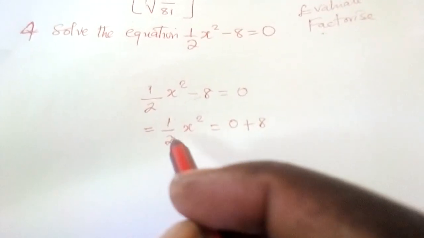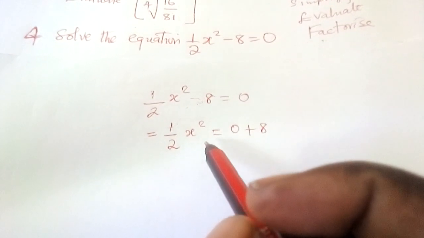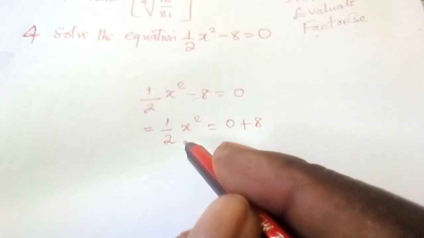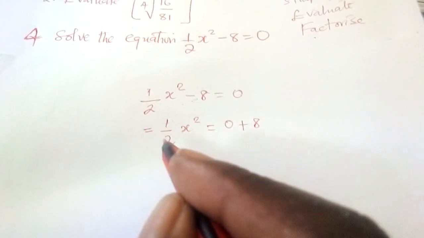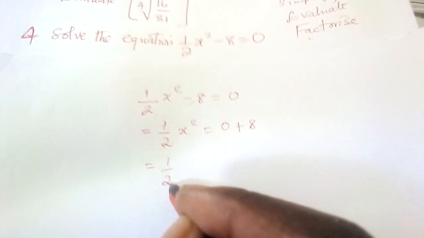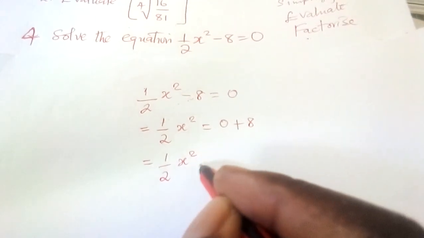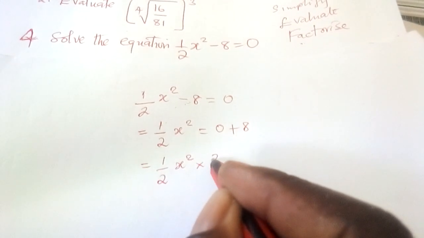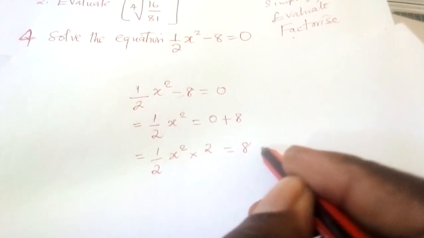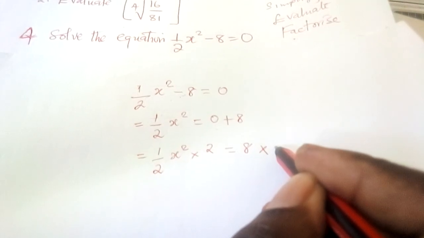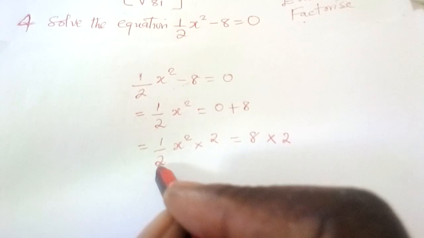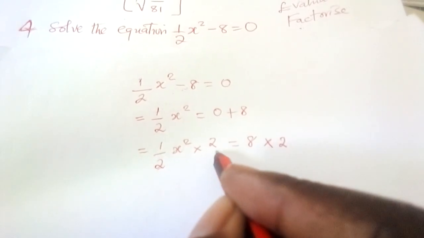So now after doing this, in order to simplify things very easily, it's better we multiply both sides by 2 so that we get rid of the 2. What I mean is half x squared times 2 equals to 0 plus 8 times 2. We are multiplying both sides by 2 so that we should get rid of this half there.